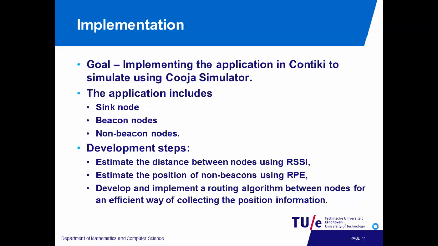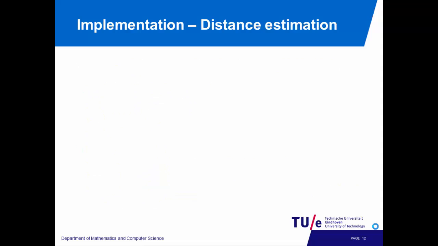Implementation includes the following steps. First, we estimate the distance between the nodes using received signal strength indicator. Then, using the above estimated distances of three already localized neighbors, we estimate the position using recursive position estimation. Finally, we implement a routing algorithm to gather all the localization data at the sync node. We will discuss each step in more detail in coming slides.